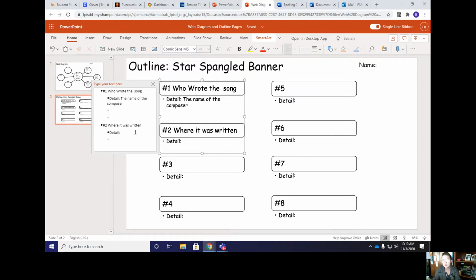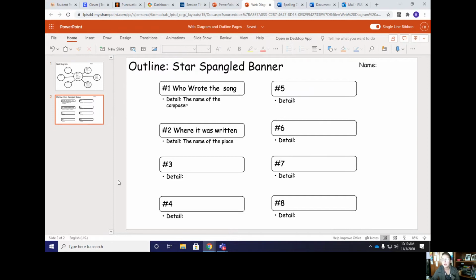And then on the detail, you would write the name of the place. Okay. So this is going to help you with putting all of your things in order so that when you get ready to write your script, it will match what your outline is, and it'll be 1,000 times easier, and it'll be organized.